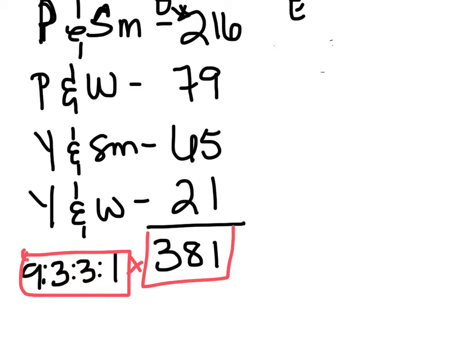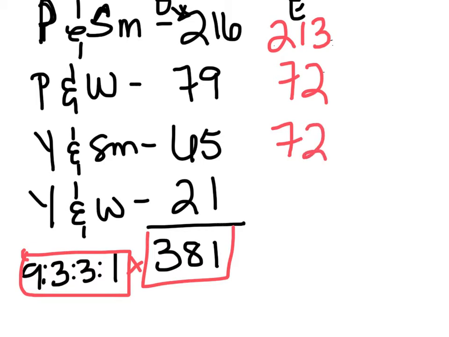So when we do 381 times 9/16, we get, maybe I could do this in a different color to help you out, 213 seeds. When we do 381 times 3/16, we get 72 seeds, so we'll have 72 twice. And then when we do 381 times 1/16, we get 23 seeds.